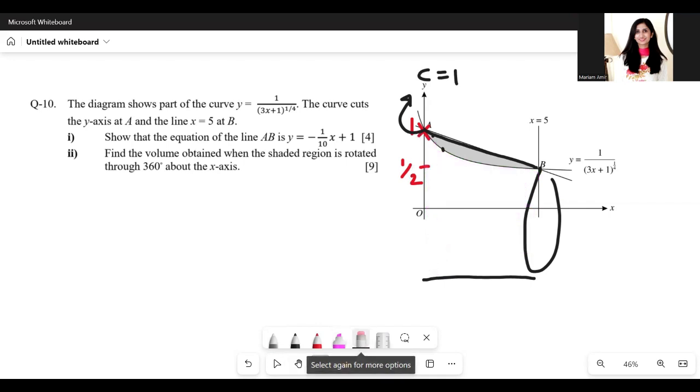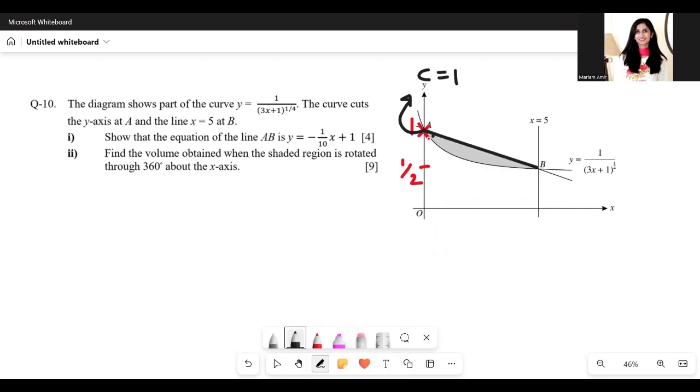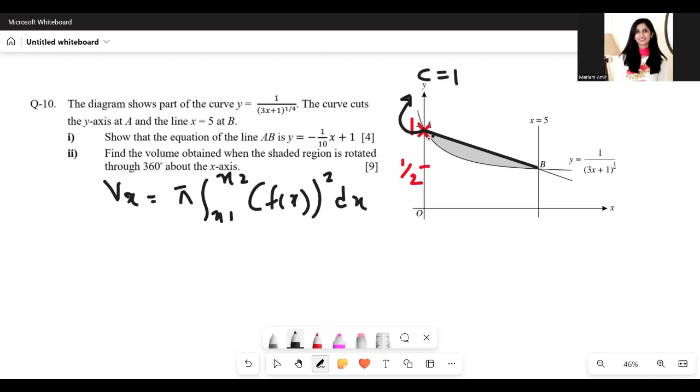Okay, so I'm going to use the integration formula for volume of revolution. Let's find the volume of this line first. The formula of volume of revolution about the x-axis is pi, integral from the lower limit of x to the upper limit of x, of the function squared dx. So it's going to be pi. The lower limit of x is 0. The upper limit of x is 5. The function is the straight line, which is minus 1/10 x plus 1, squared.